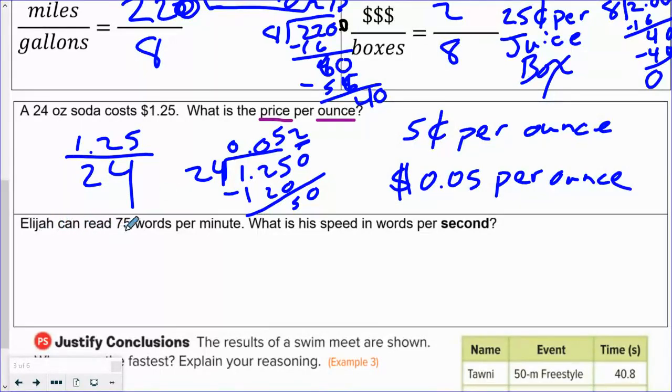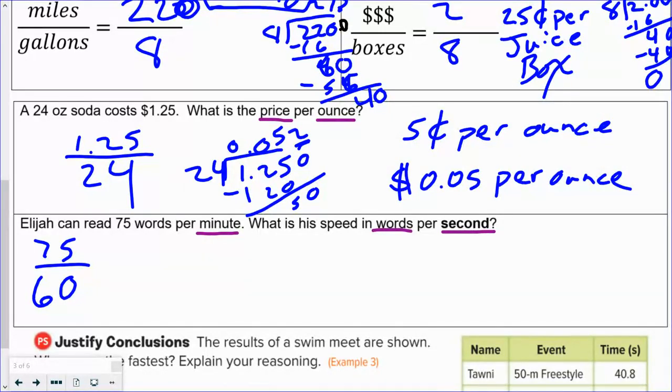All right, Elijah can read 75 words per minute. What is his speed in words per second? Okay, so notice we were given minutes. And so we need to figure out, well, if he can read per minute, how many seconds are in 1 minute? That means I have 75 words every 60 seconds. Okay, so now I have to take my 75 and we're going to have to divide that by our 60.